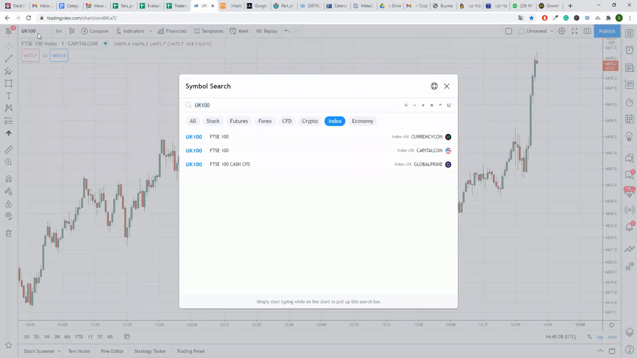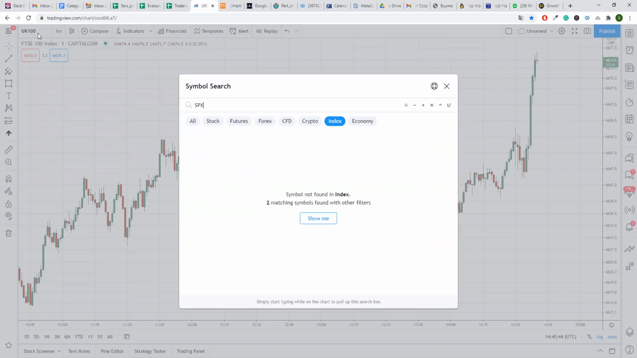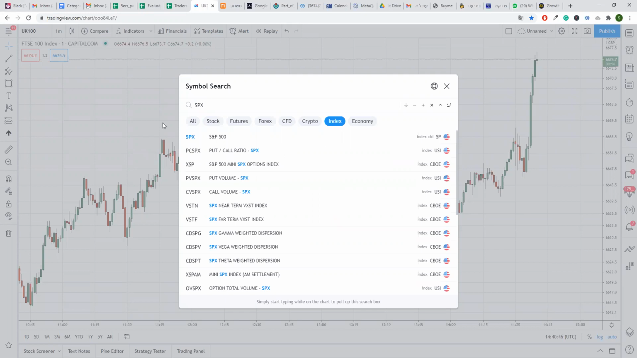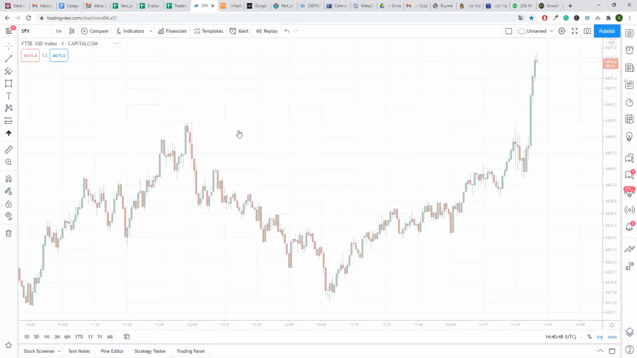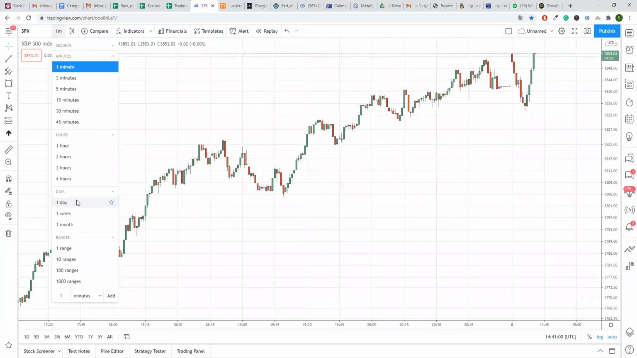Okay, let's check the SPX 500. Sorry. Here it is. Okay, the US index. So you can see what's going on now. This is the 1 minute chart. So let's go to the daily.